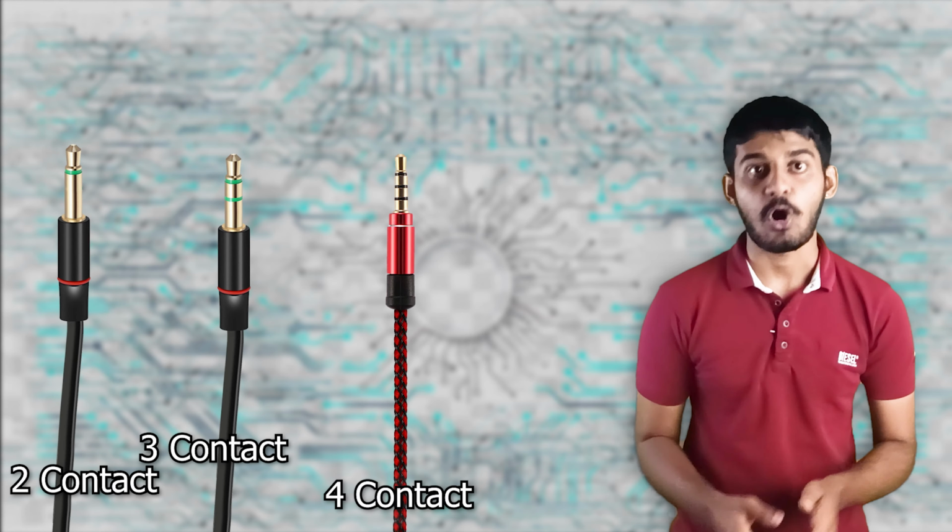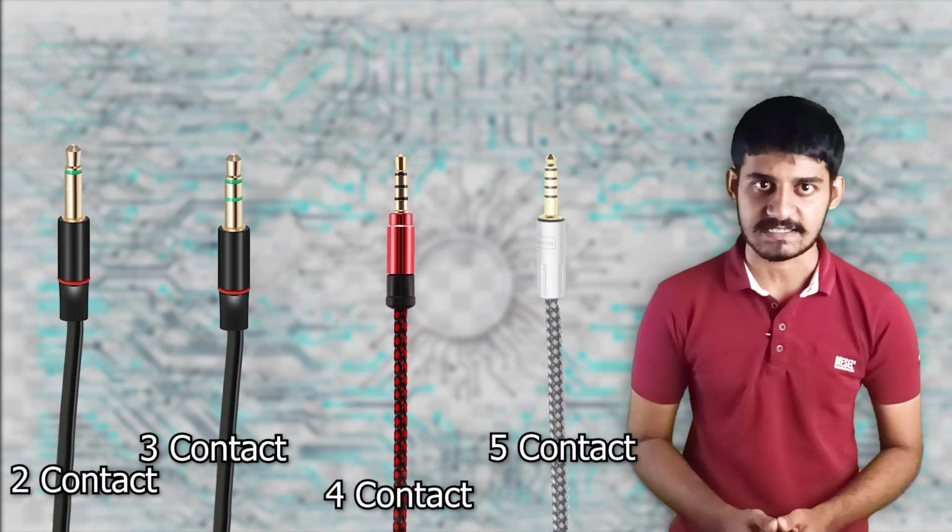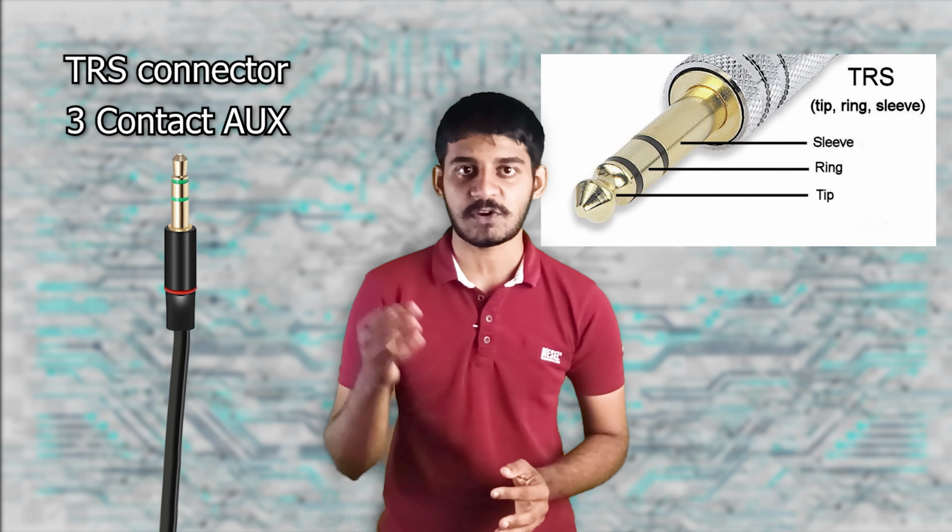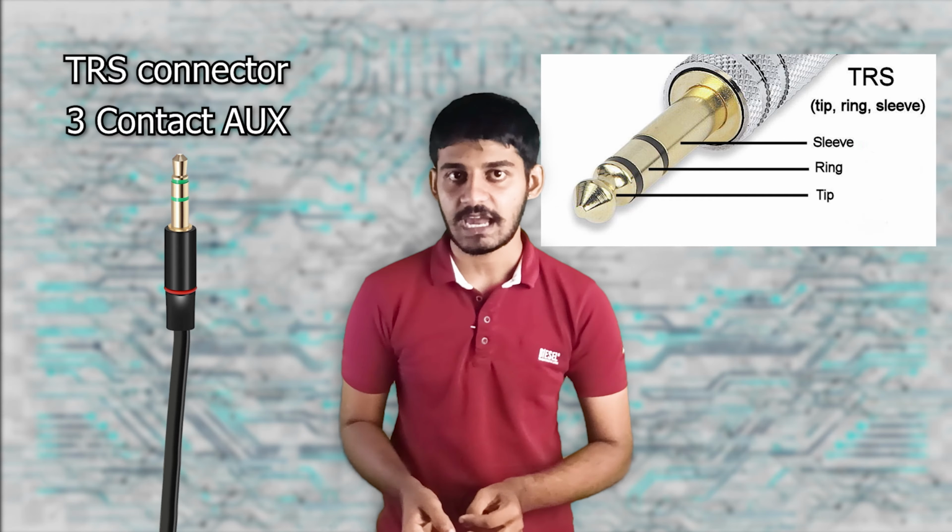In its original audio configuration, it typically has 2, 3, 4 or occasionally 5 contacts. The 3-contact version is known as TRS connector, where T stands for tip, R stands for ring and S stands for sleeve. The ring contacts are typically the same diameter as the sleeve and the long shank. Similarly, 2, 4 and 5 contact versions are called TS, TRRS and TRRRS connectors respectively.